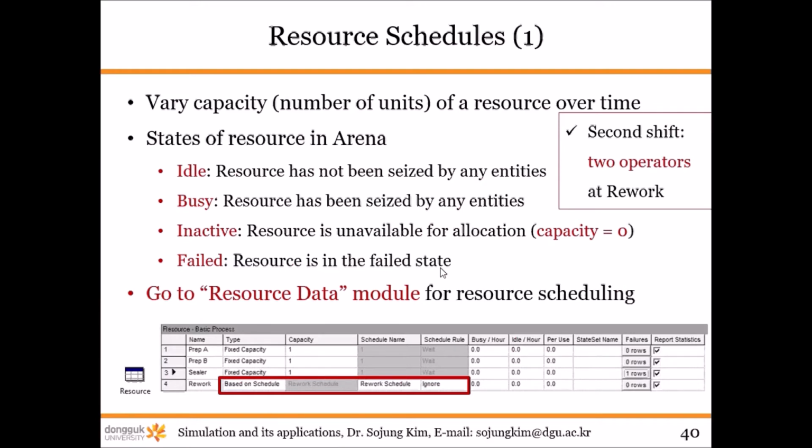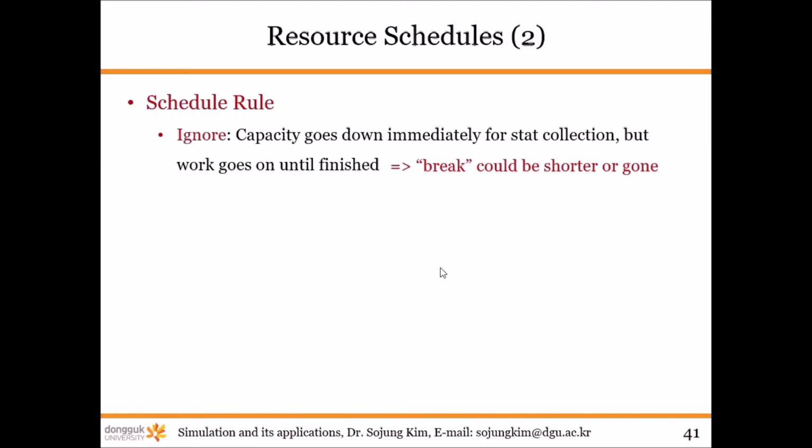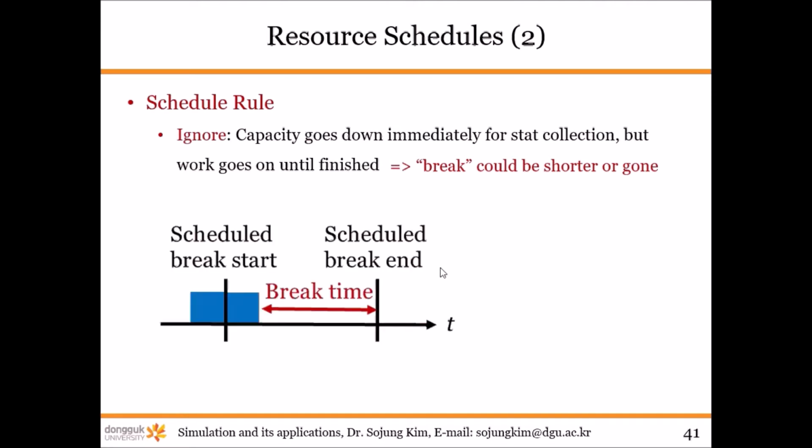In the second shift you have 2 operators at rework, so that's why you have to have the schedule. And there are 3 schedule rules. One is ignore: capacity goes down immediately for stat collection, but work goes on until finished. The break could be shorter or gone, in other words. Let's say you have a scheduled break time at this point. Under the ignore rule, you will continue the current work and then take a break. The work will begin at the scheduled break time end.